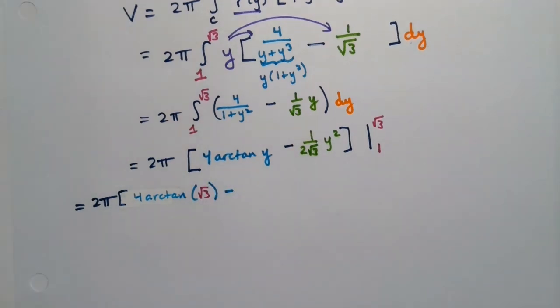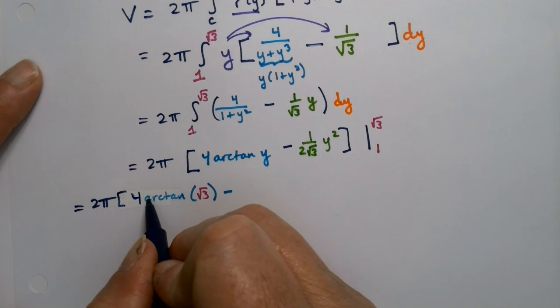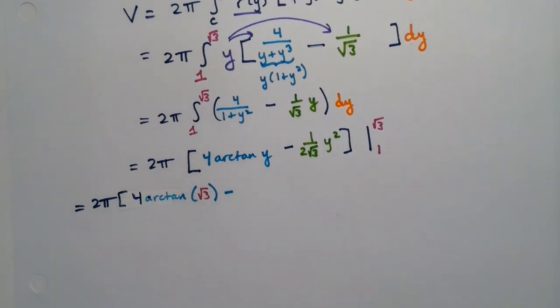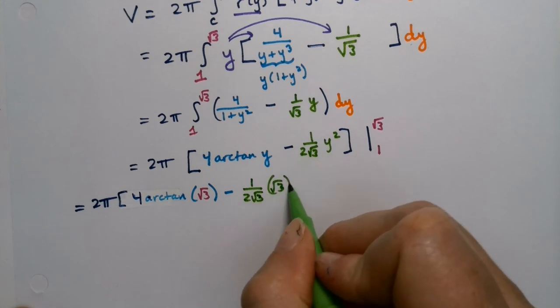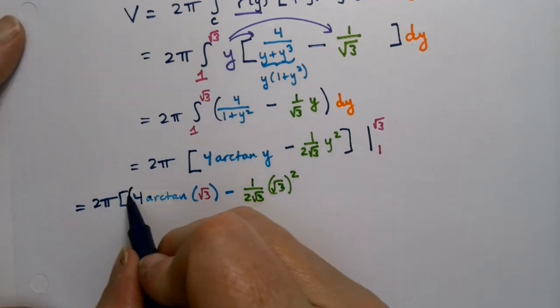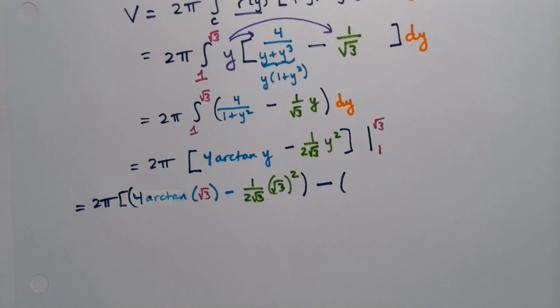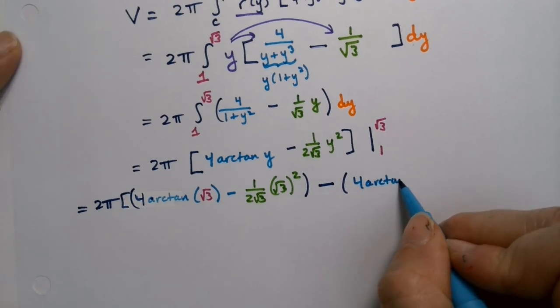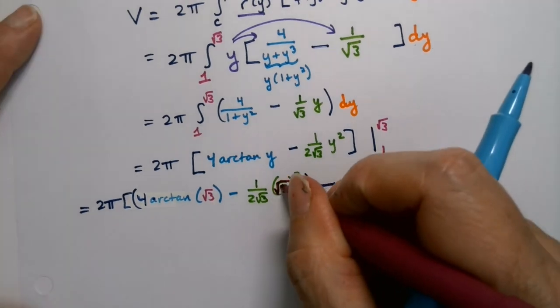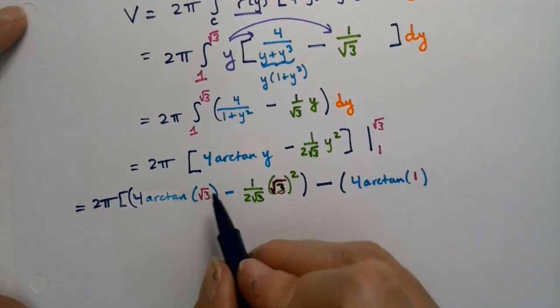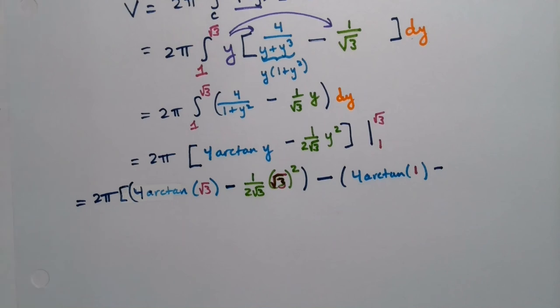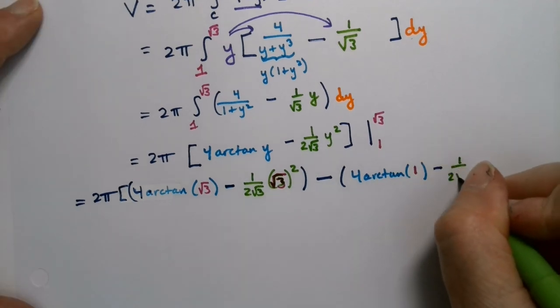minus 1 over 2 square root of 3. You know what? I'm just pondering my color choices here. So sorry, 4 arctangent. No, I'll just leave it. 4 arctangent minus 1 over 2 square root of 3 times the square root of 3 squared, which is 3. That'll be part. So it's that whole piece minus, and then we do it again. 4 arctangent of 1 minus 1 over 2 square root of 3 times 1 squared.